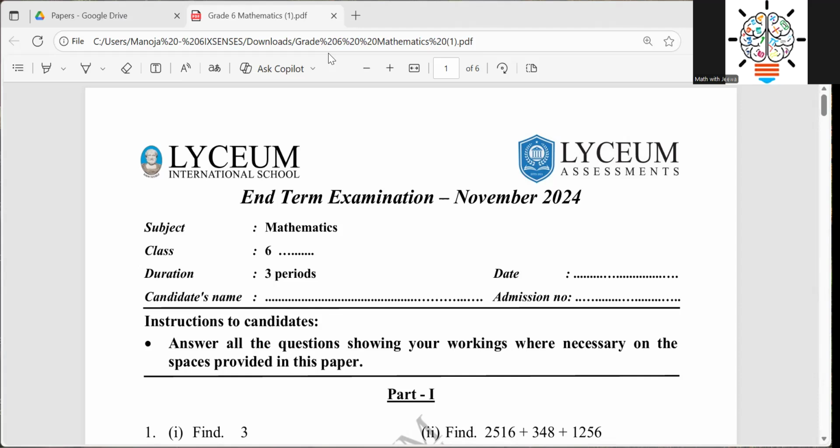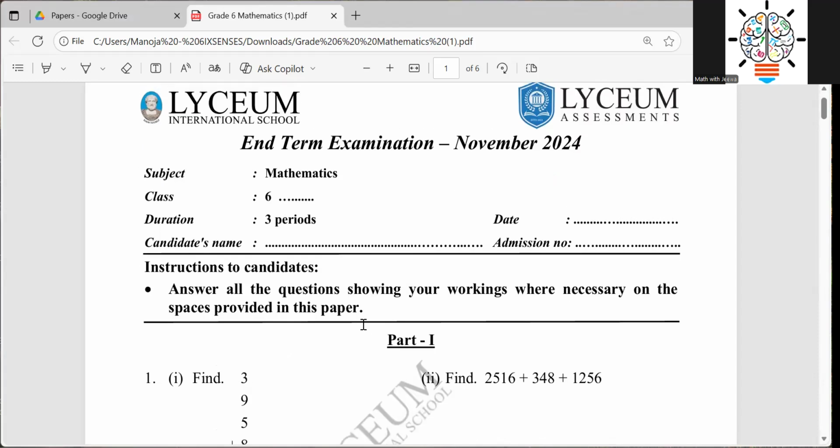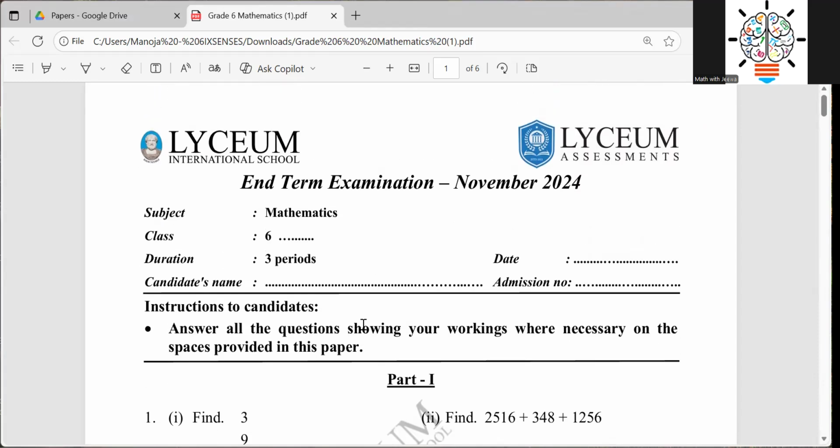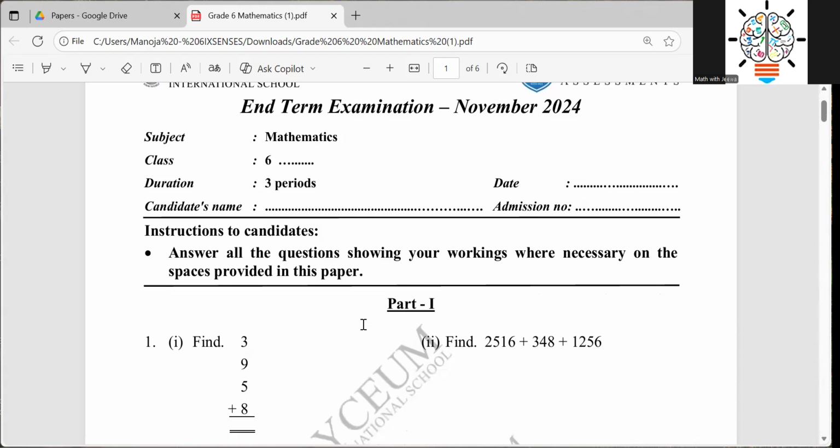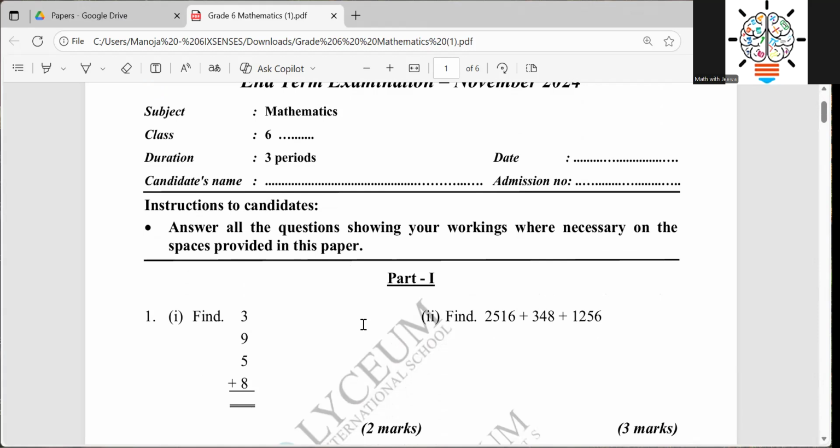Right? So we will move forward. You have to spend 3 periods, and when you get the paper, you want to fill in the blanks, whether you are in 6A, 6B, and also the date, your admission number, and your name. These are very important, right? From grade 6 onwards you want to be familiar with the examination structure, because you are getting ready for the edXL O-level exam. After filling them in, you move to the instructions.